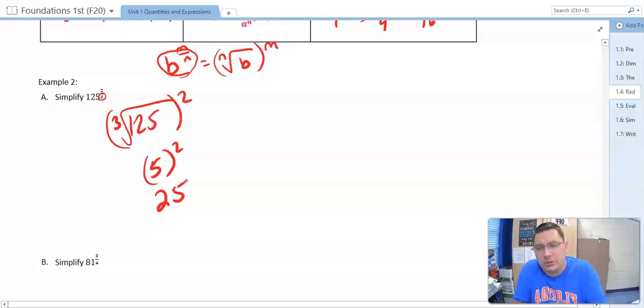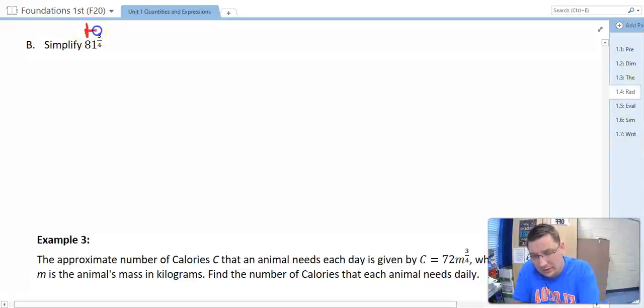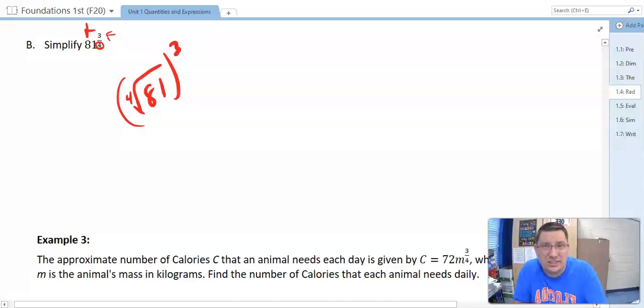Okay? I want you to try example B here. So pause the video now and look at example B. So in example B, we've got 81 to the 3/4 power. Again, think about what parts need to go where. Remember, your base is going to go under the radical. And then the denominator is going to go where? It's the index. And that power on the back, that 3, is going to still sit there, right? And we're going to deal with it second.